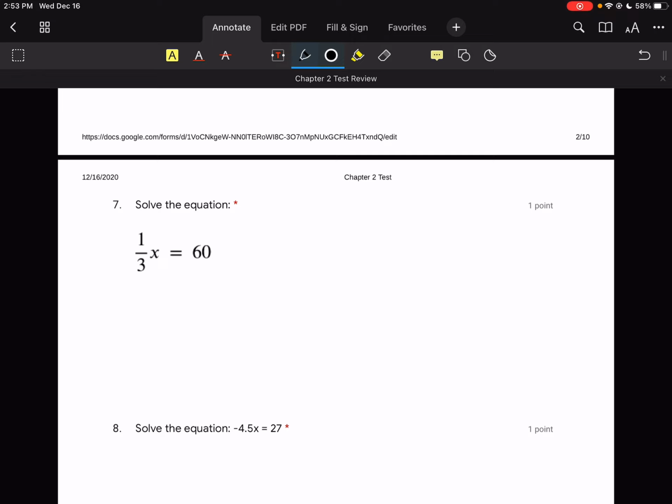I could rewrite this as 1x over 3 is equal to 60. So I'm dividing this equation by 3. So I'm going to multiply both sides by 3 so that I can undo what is happening to that x value. And then I'm going to multiply 60 times 3 to get 180.